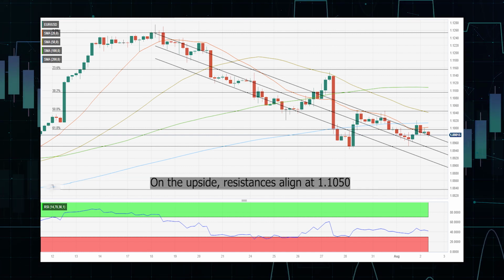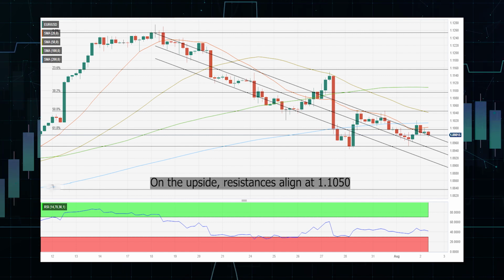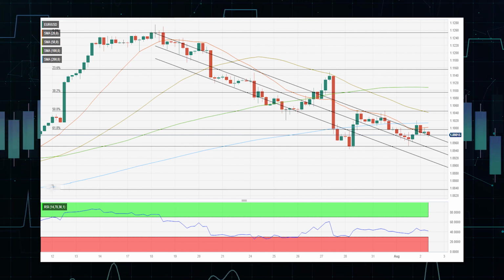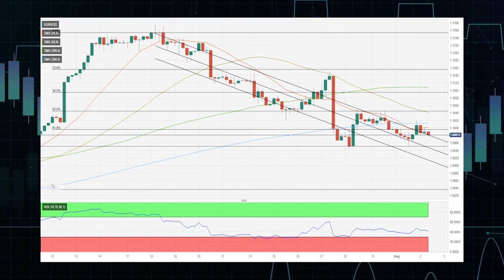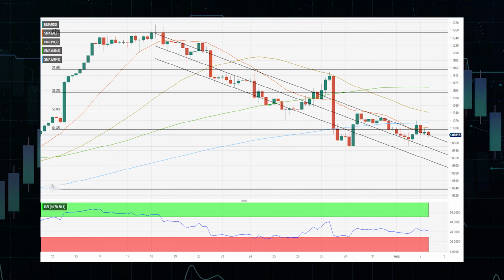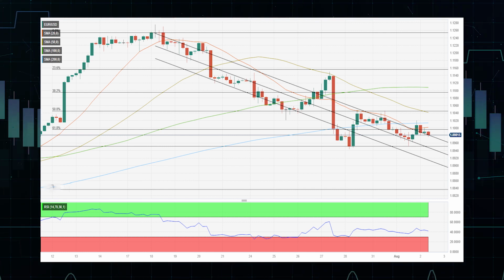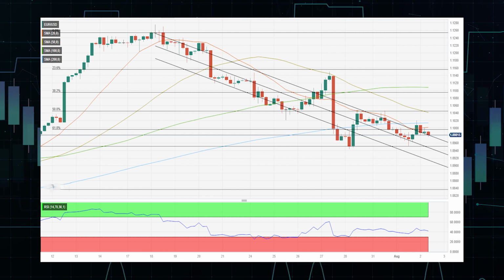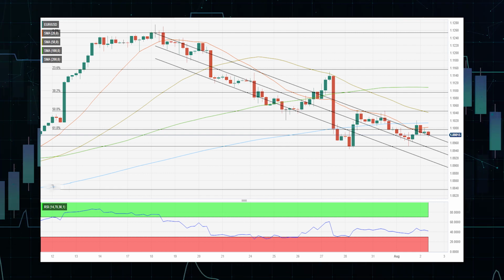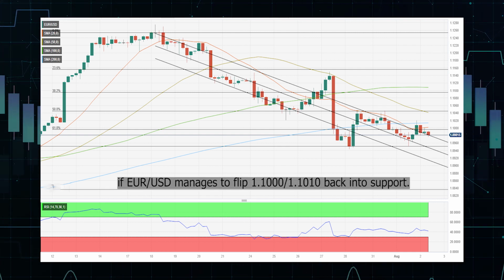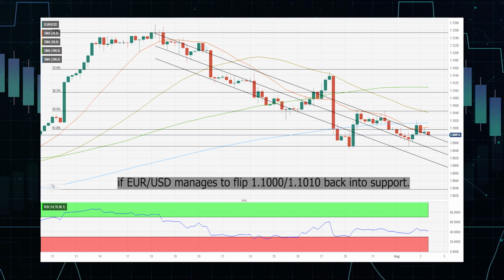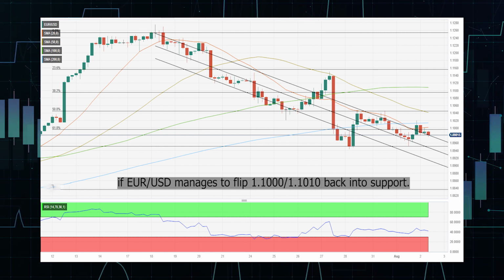On the upside, resistances align at 1.1050 with Fibonacci 50% retracement of the latest uptrend plus 50-period SMA, and 1.1100 with Fibonacci 38.2% retracement plus 100-period SMA, if EURUSD manages to flip 1.1000 to 1.1010 back into support.